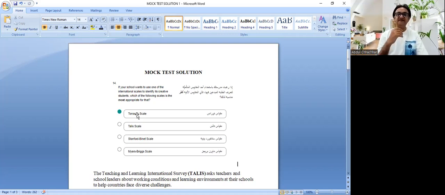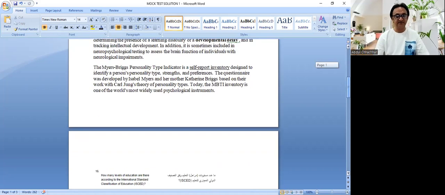Okay, and that's a quite long detailed book, maybe more than 300 pages. Okay, so several questions have been taken from that. So the Torrance scale is used to identify students' creative thinking. Okay, I'll be sharing the link, and you can go for it. So this is the first thing I wanted to share with you.